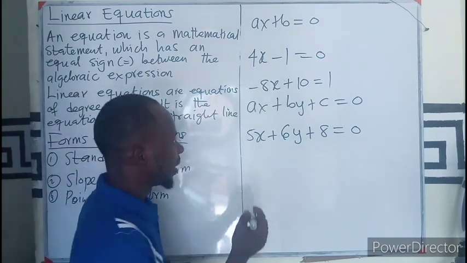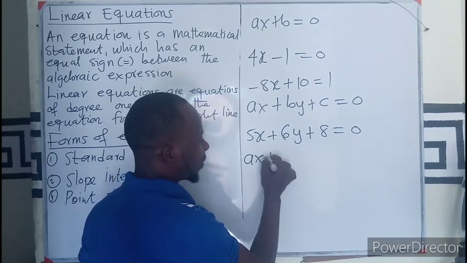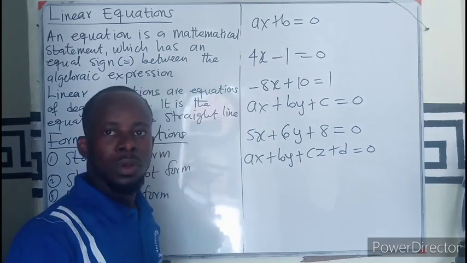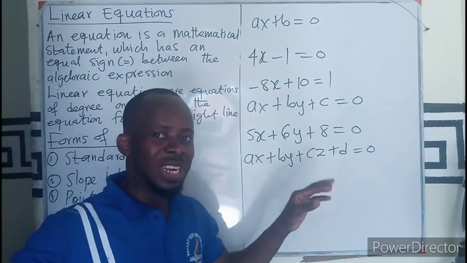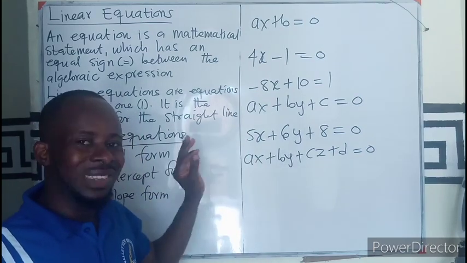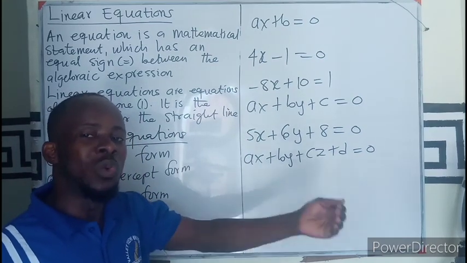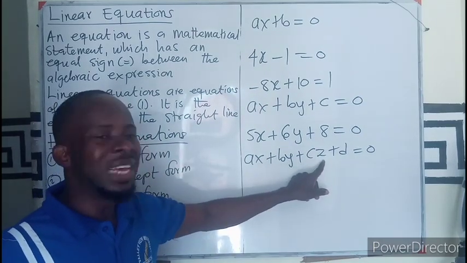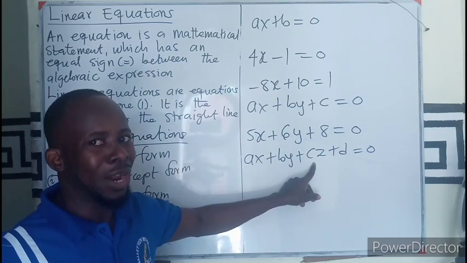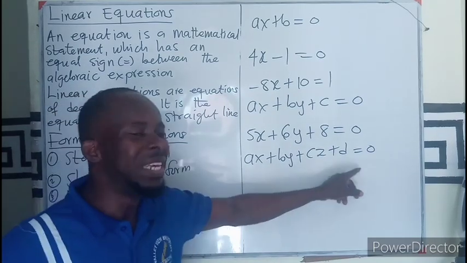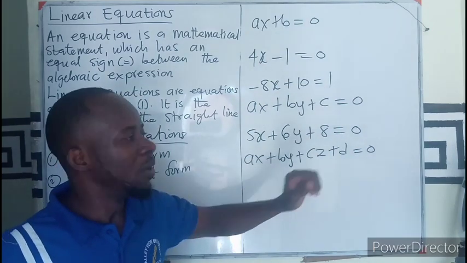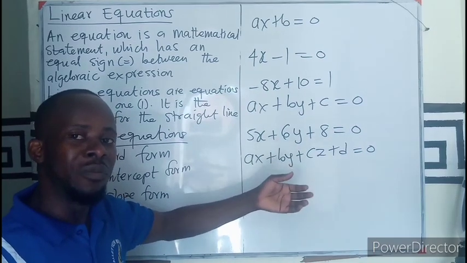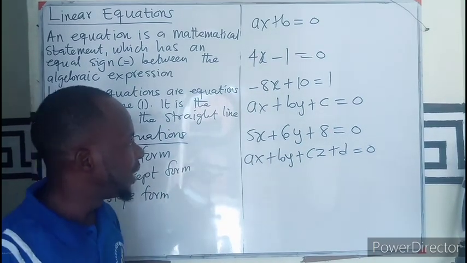Alright. We also have the third one to be ax plus by plus cz plus d equals 0. This obviously involves 3 variables, a standard form of equation involving 3 variables, which will be x, y, z, where a, b, c cannot be 0 and a, b, c, d are all constants. Alright. This will also be solved under simultaneous equations involving 3 variables. We will deal with that at the tail end.